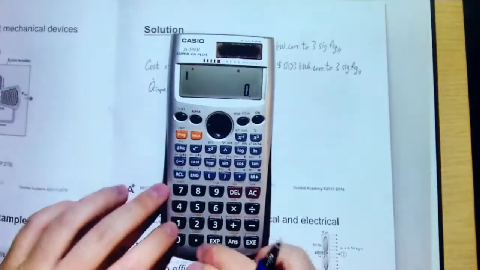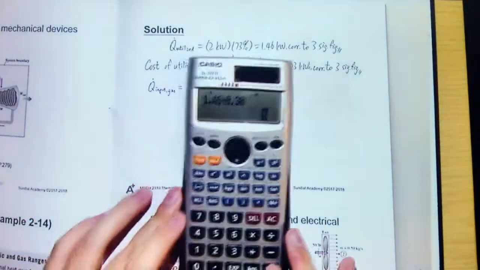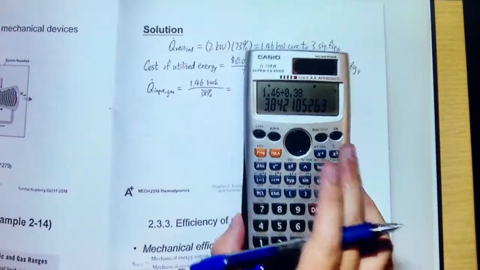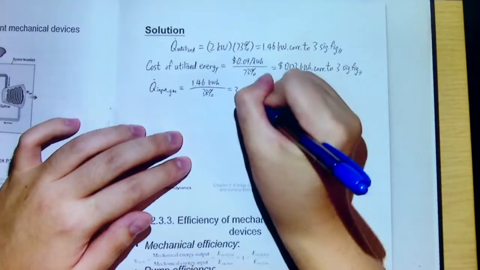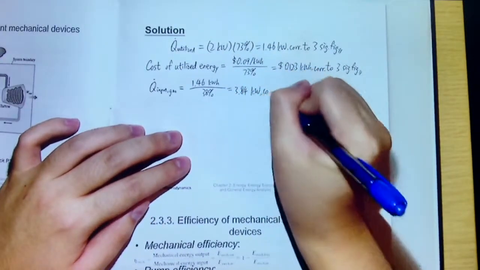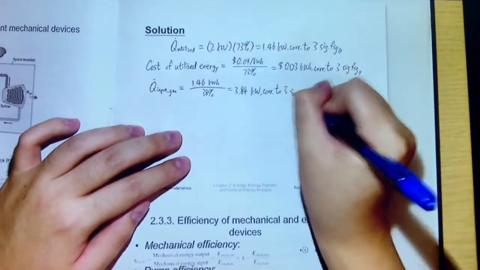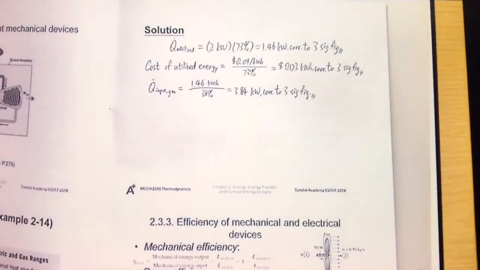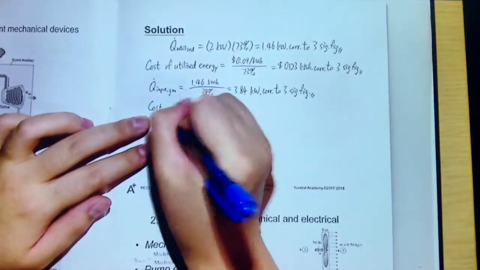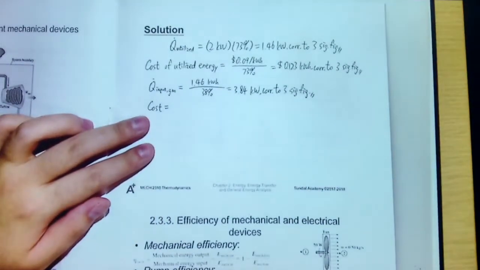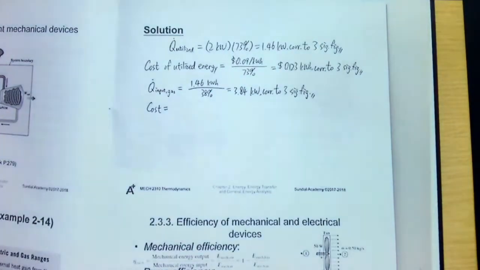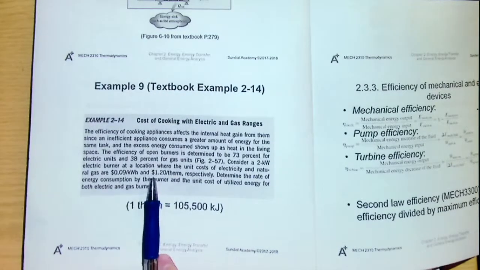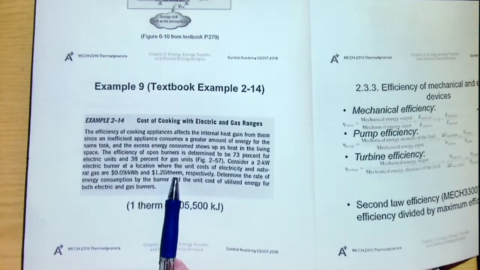So this power input should be this one. Let me use a calculator. 1.46 divided by 38%, that's 0.38, and we get 3.84 kilowatts, correct to 3 significant figures. How about the cost? Well, as I've said, it is inversely proportional to the energy efficiency. But note that for the natural gas, the cost should be 1.20 per therm.